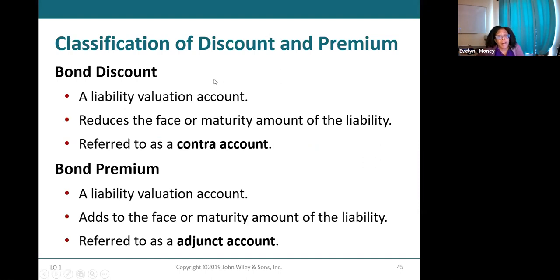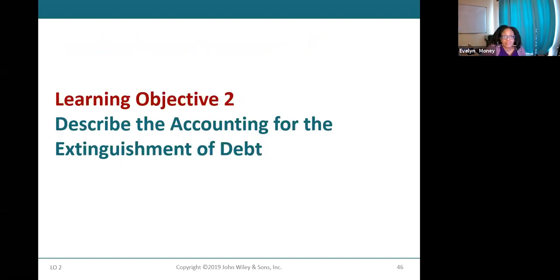So in dealing with a bond discount, remember it is a contra liability account. It's linked with bonds payable, but it does have the opposite balance. And because it's linked with bonds payable, the combination of those two helps me calculate my carrying value. Bond premium works the same way, only it's an adjunct liability account. So it does have a normal credit balance. And this time I'm adding that to my bonds payable to give me the carrying value, whereas with the discount, I'm subtracting.